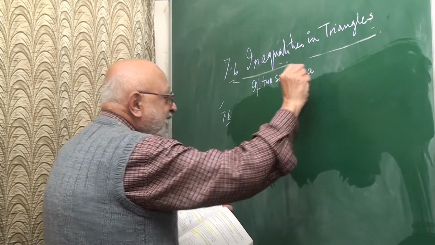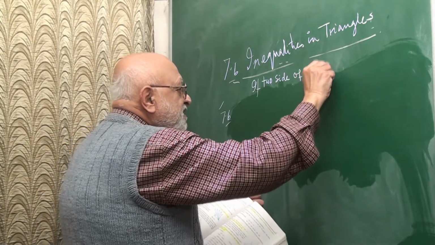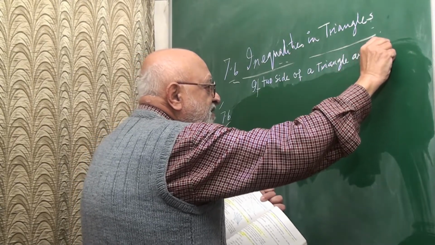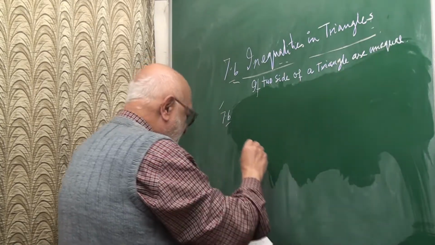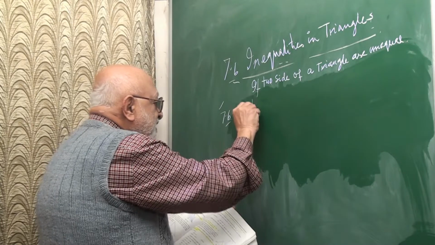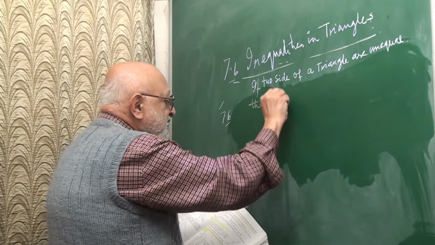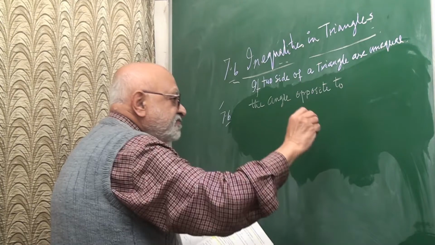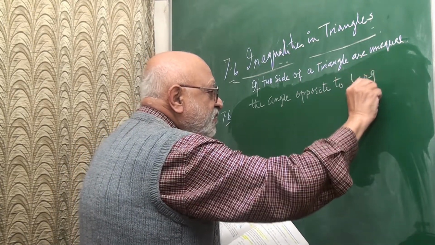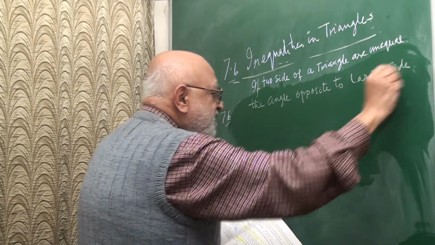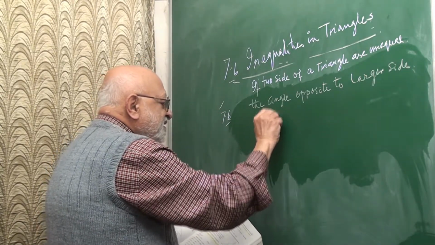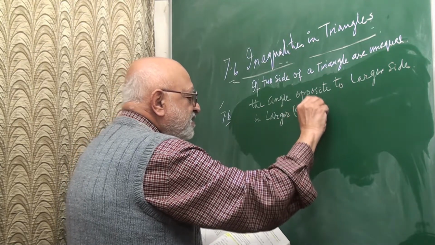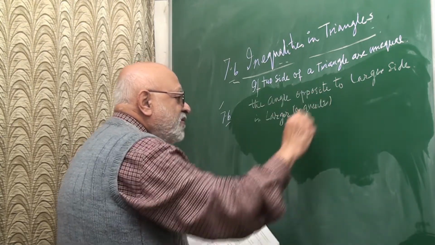If two sides of a triangle are unequal, the angle opposite to the larger side is larger, or you can call it greater. Okay?